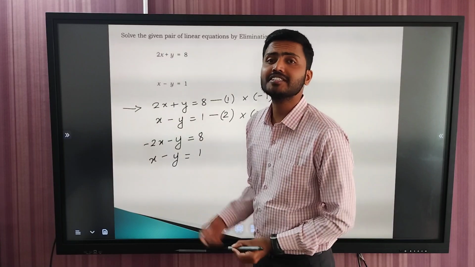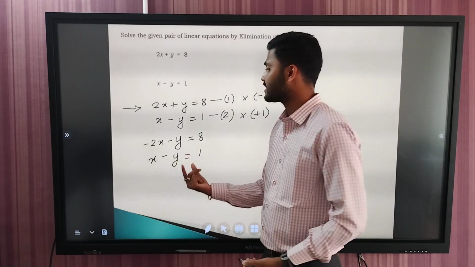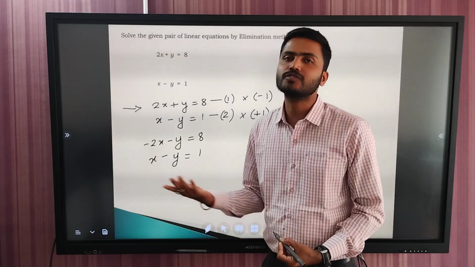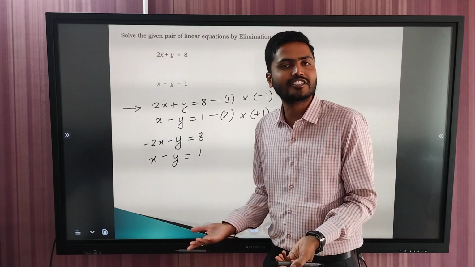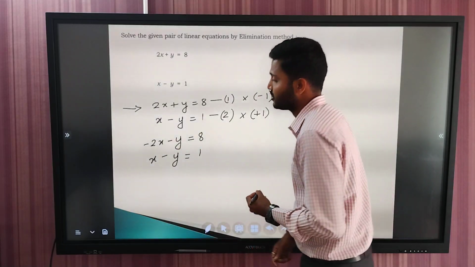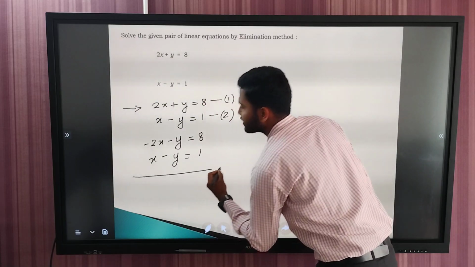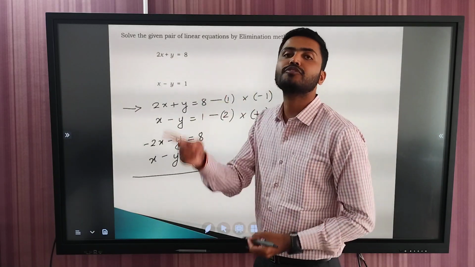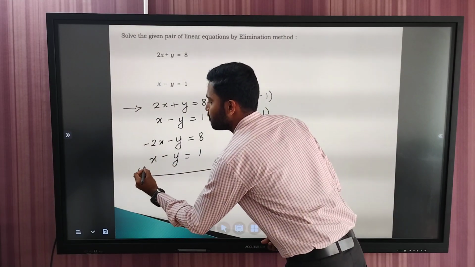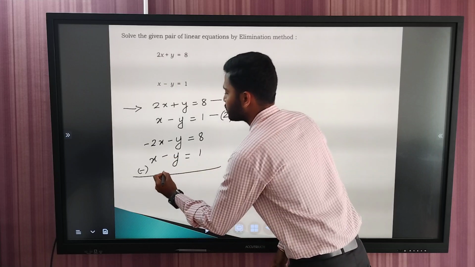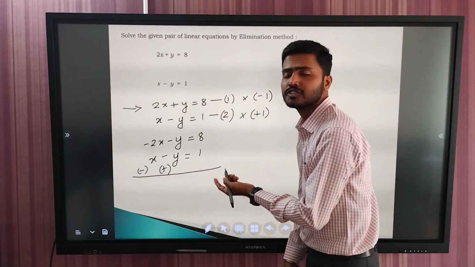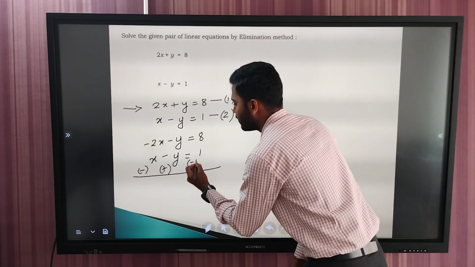So now see, my dear students, the coefficients of y are the same. Here also I am having minus 1, here also I am having minus 1. Now we can easily add or subtract. Correct? So I will subtract these two equations. And whenever we are subtracting, please remember we have to change the signs. So this is plus x, it becomes minus x. This is minus y, it becomes plus y. This is plus 1, this becomes minus 1.